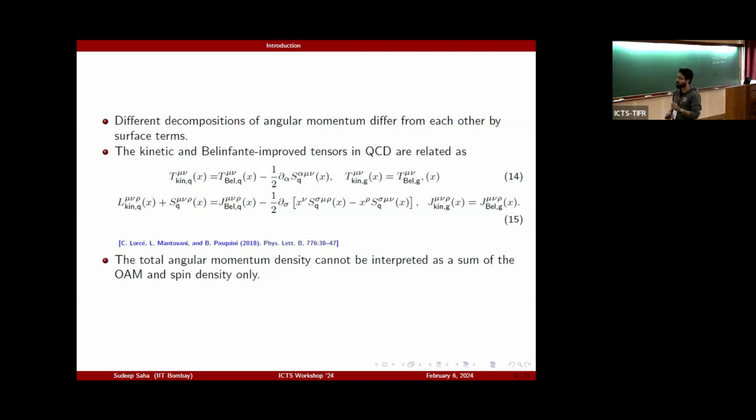And at this point, it becomes interesting to investigate the orbital angular momentum and spin of quarks and gluons at the density level for different decompositions of angular momentum and see how they are affected.